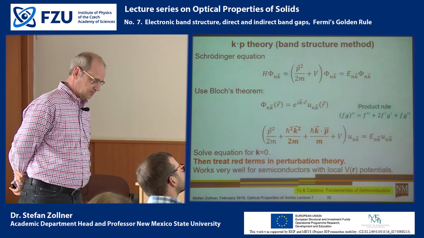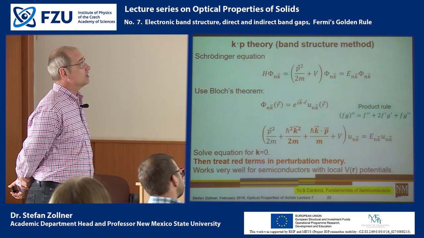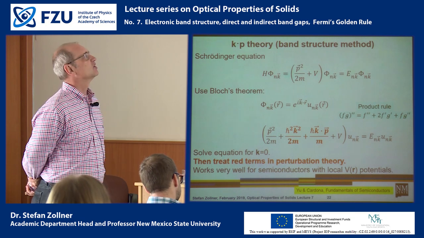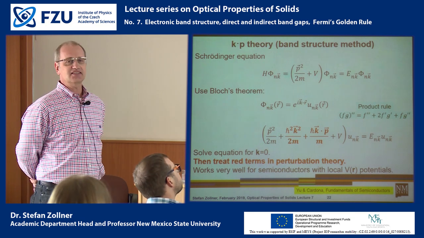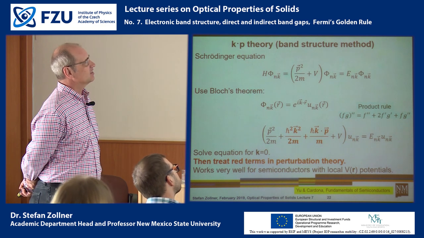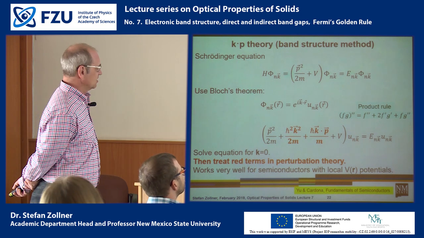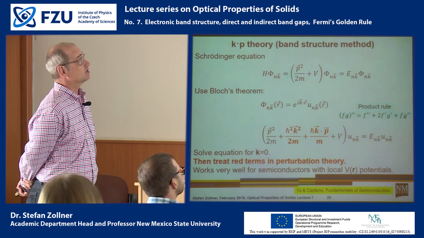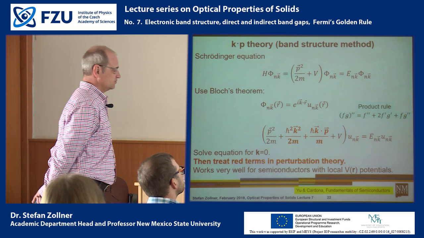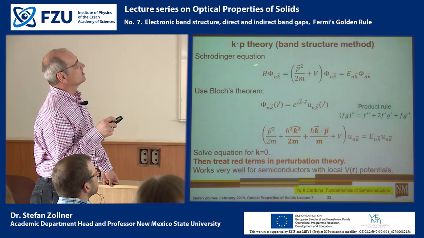You cannot really do this ab initio, but it is more of a perturbation theory, where K dot P is added as a perturbation to the free electron energies, and you heavily rely on experimental input. But if you have experimental input, then the method can be extremely accurate. So how do I explain what K dot P theory is?